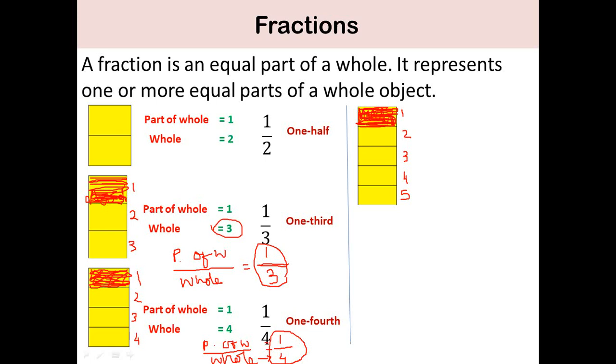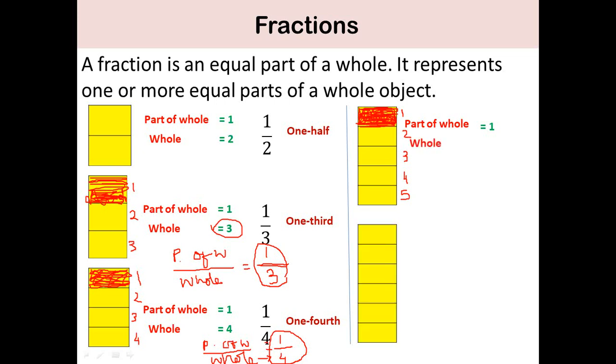Now, if you ask me, ma'am, what part of the whole you have taken? Tell us in fractions. Now, students, we need to find two things, right? So, one is part of whole. What part of the whole you have taken? You have marked, you have shaded. So, one part I have shaded or I have taken that part, right? So, what part of the whole I have taken? I have shaded one part only. So, part of whole equals 1, right? But what is the whole?